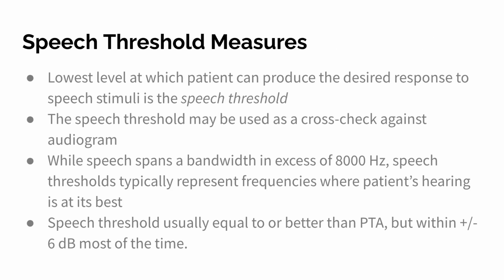The lowest level at which a patient can produce the desired response to speech stimuli is the speech threshold. The speech threshold may be used as a cross-check against the audiogram. While speech spans a bandwidth in excess of 8,000 Hertz, speech thresholds typically represent frequencies where patients' hearing is at its best. For example, speech threshold is usually equal to or better than the pure tone average at 500, 1,000, 2,000 Hertz. It's usually within about 6 dB, usually better by about 6 dB, but plus or minus 6 dB most of the time.